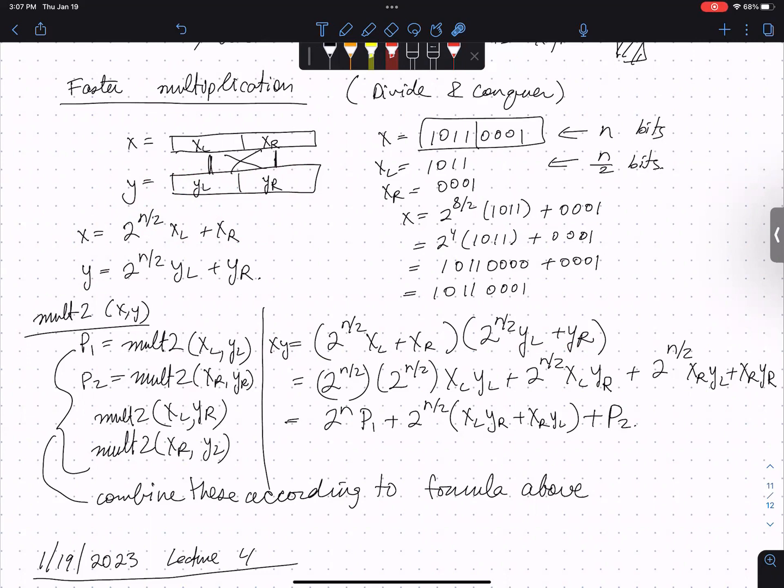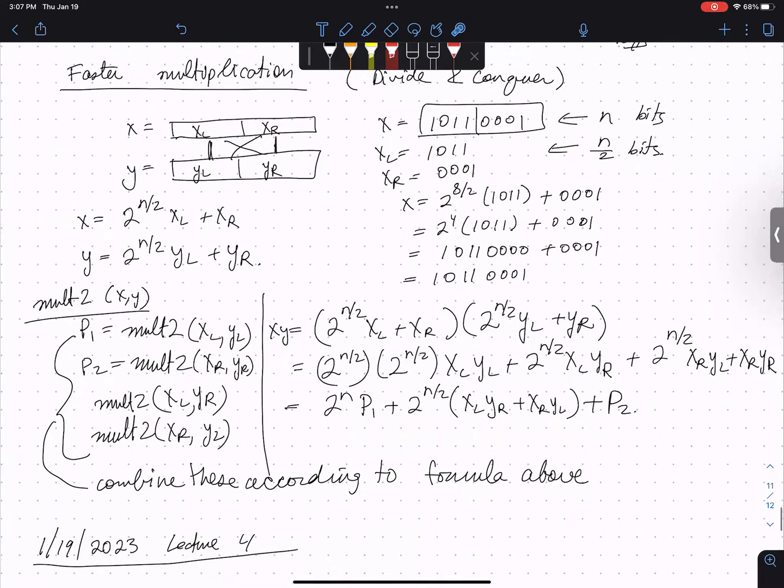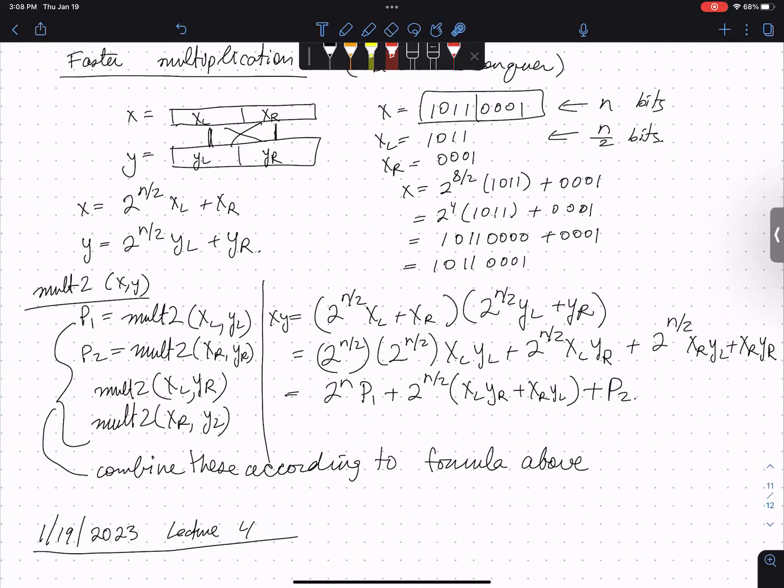Then if we multiply X times Y, we can plug those in and distribute them and get this formula for X times Y, where P1 is XL, the left half of X, times the left half of Y. P2 is the right halves multiplied together. Then we have the left of X times the right of Y and vice versa. This gave an immediate algorithm, which I jotted down here. So we compute P1 recursively, and P2 recursively. We compute these two products also recursively. And then we compute this formula to return our value of multiplication.